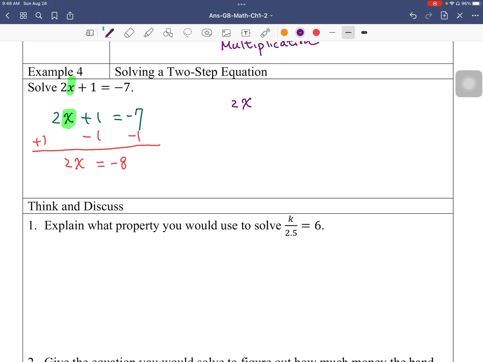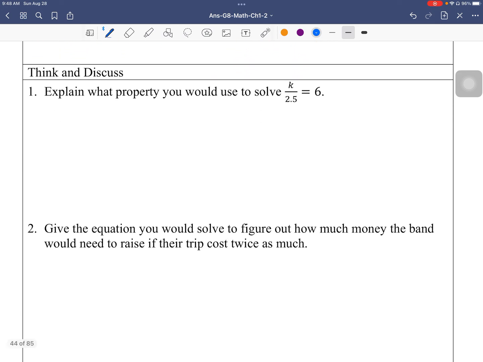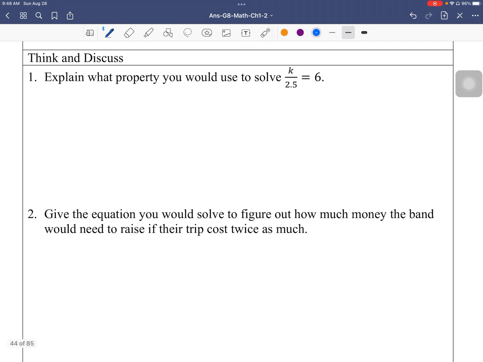Therefore, I have 2x equals negative 8. I want to continue to isolate the variable, so I divide both sides by 2. Then x equals negative 4. So that's the variable. Okay, let's do think and discuss.